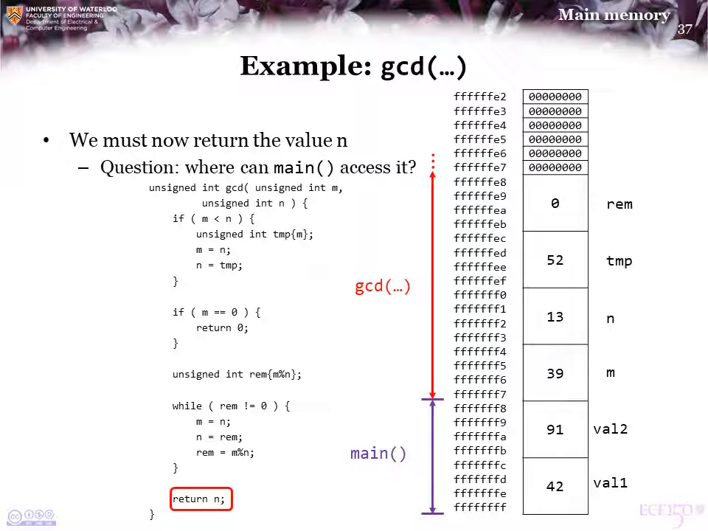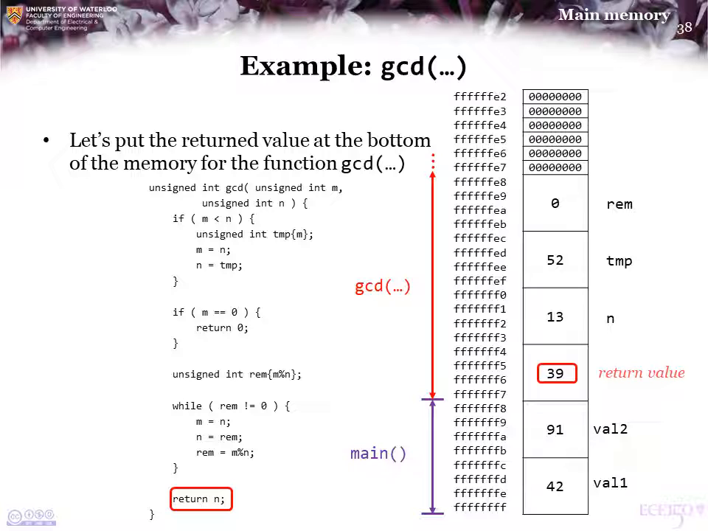So now we have to return the value n. Now, where are we going to place this so that the main function can access it? Because main does not know where the parameters or local variables or even the result of an algebraic expression may be. Well, the logical place is to place it at the very bottom of the stack for parameters and local variables of the GCD function. That way, main knows exactly where to look.